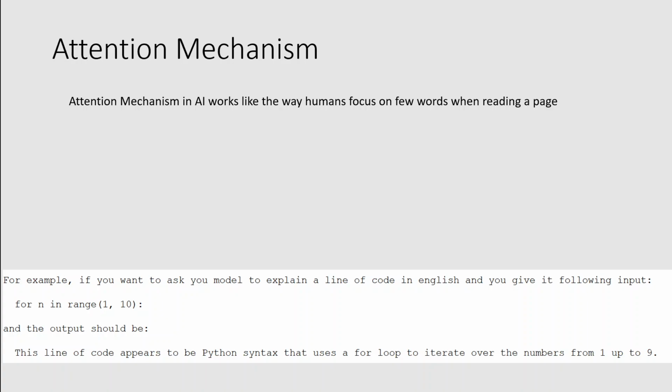In this video, I'm going to explain attention mechanism concept in artificial intelligence in as simple words as possible.